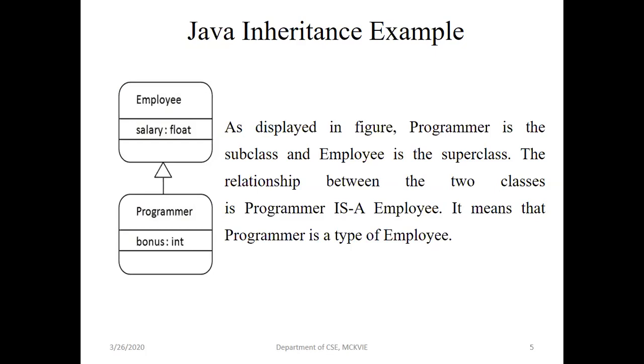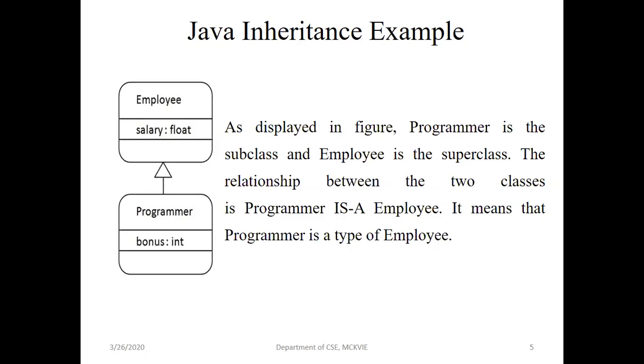So in the class programmer, we have two data members. One is salary, which is inherited from class employee, and it is extended. A new member is declared here, that is bonus. So here, programmer is the subclass, employee is the superclass or parent class, and the relation between employee and programmer is defined as an IS-A relationship.